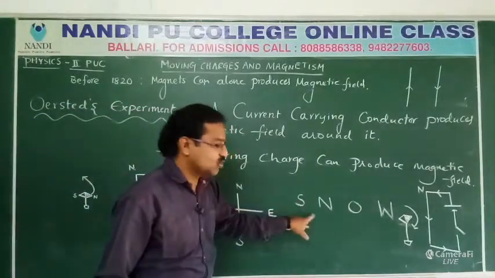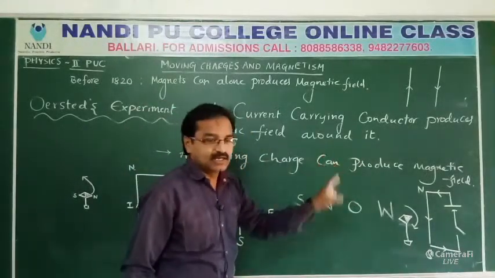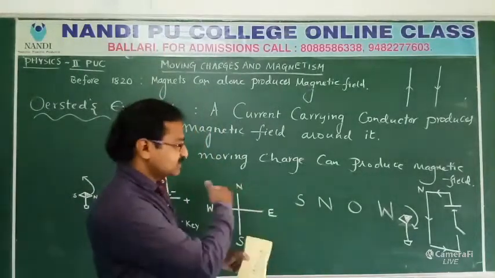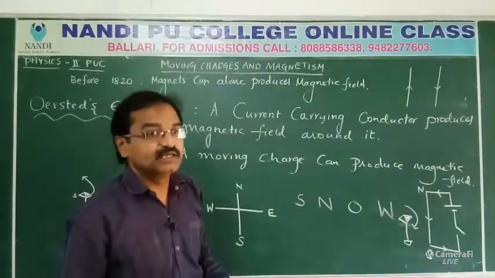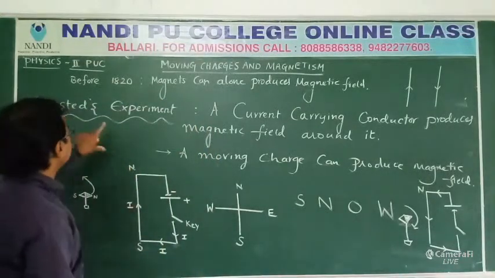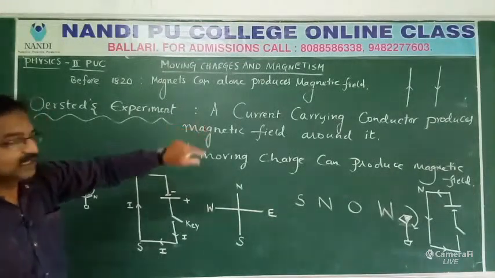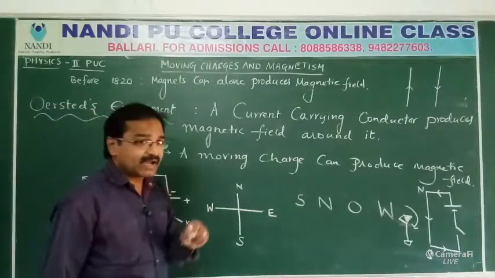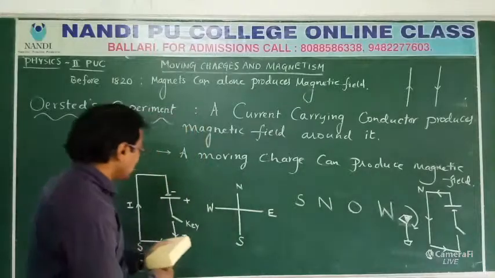And remember this, SNOW rule. If current is from south to north, the deflection is towards the west side. Reverse: if current is from north to south, the deflection is towards the east side. Okay, children? So now this is the conclusion: a current carrying conductor produces a magnetic field around it. Then, if you take a magnetic needle, how they align, I told already. How?